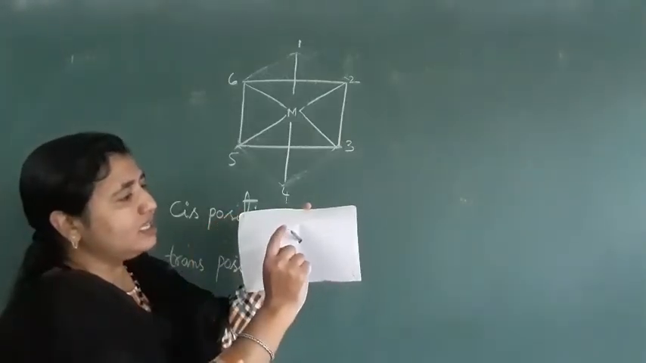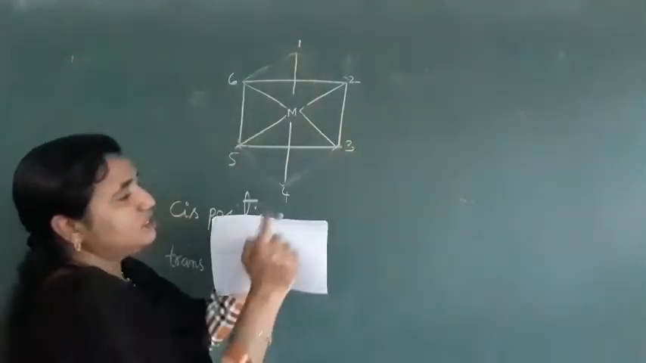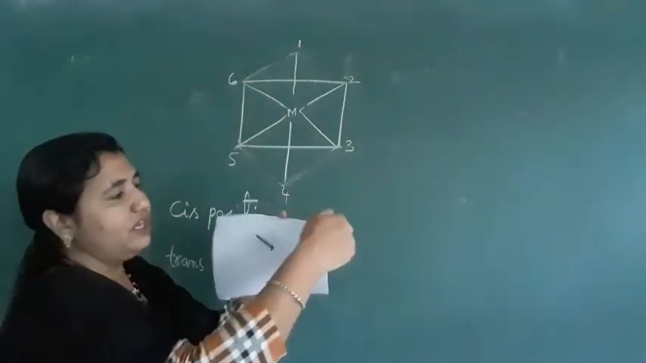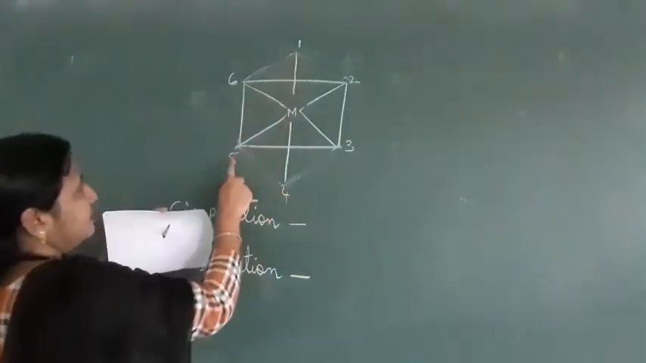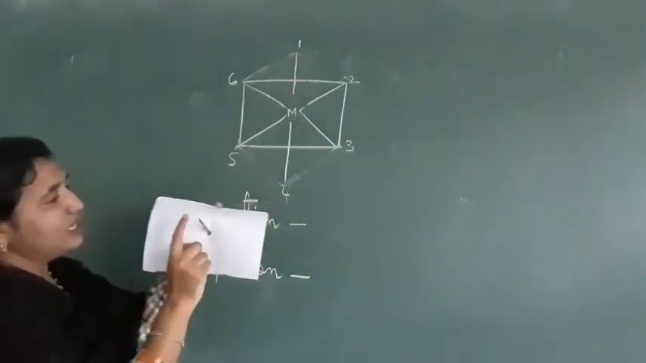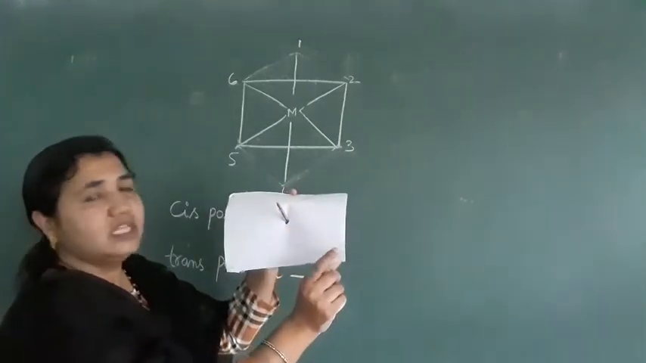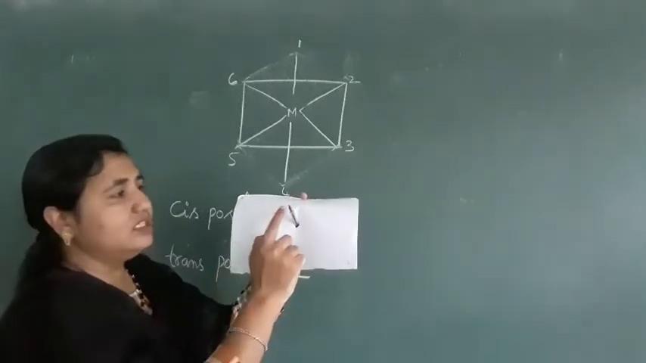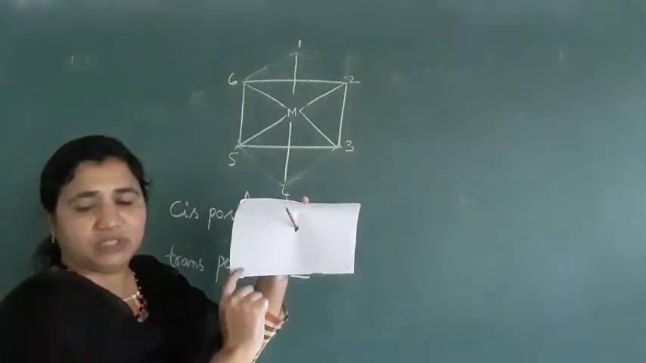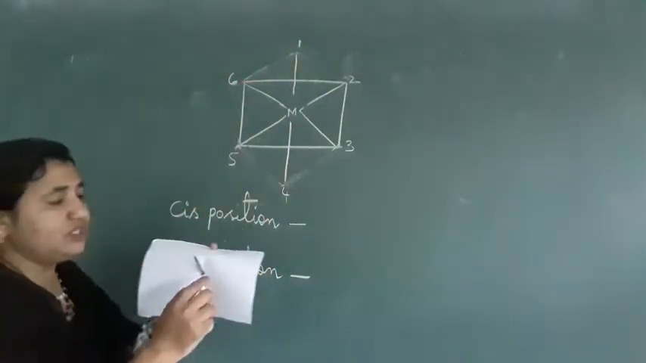And then again, this first and third is also at 90 degrees here. Okay, first and third also. And next, this first and fifth, this one, is also at 90 degrees. And first and sixth is also at 90 degrees position here.